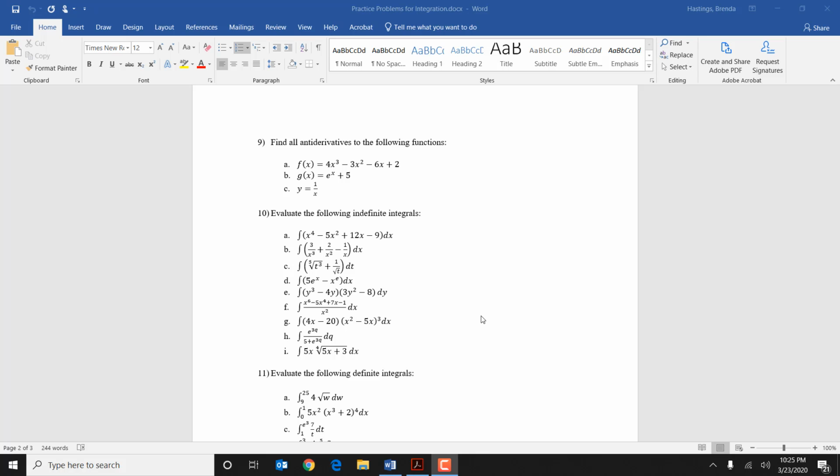As we left off, we're on number 9 now. Find all the antiderivatives of the following function. So we're looking for the antiderivatives. In other words, we're looking for the function whose derivative is 4x cubed minus 3x squared minus 6x plus 2.